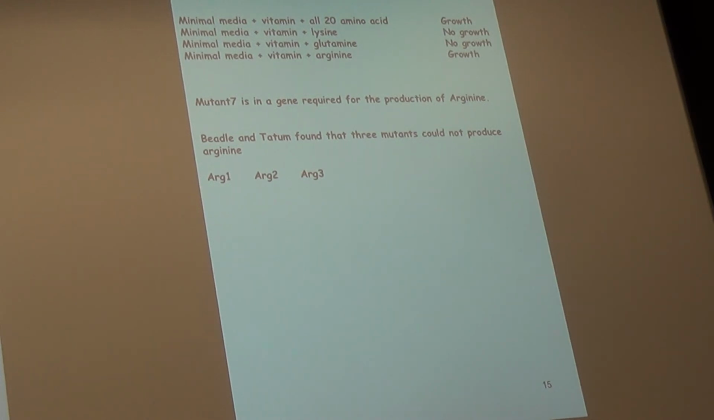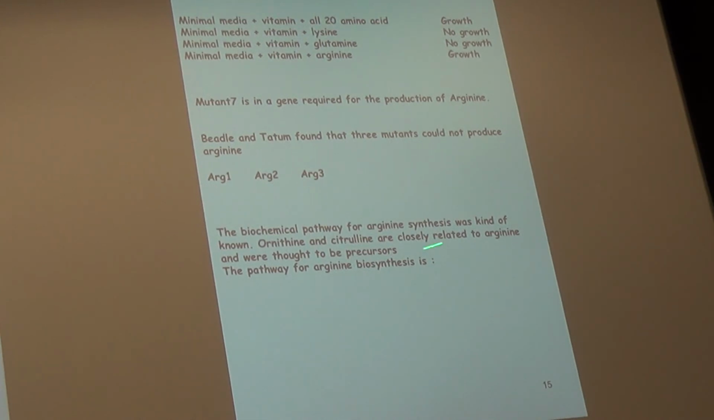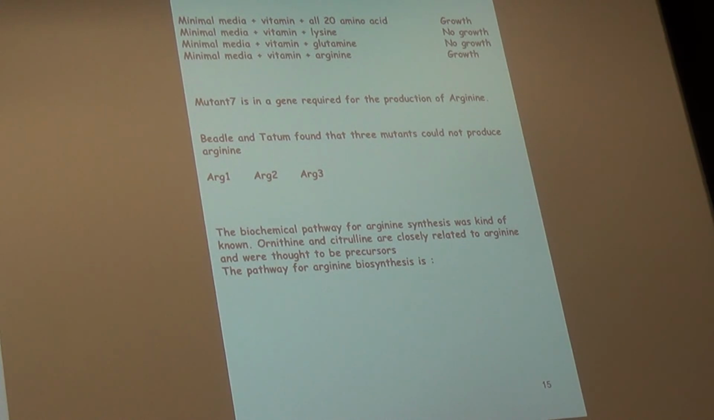Now you know the pathway for arginine synthesis. That was known before Beadle and Tatum set out their experiments. So they knew what the intermediates were in this pathway. Our chemical pathway for arginine synthesis was already known based on work by biochemists. Ornithine and citrulline, which are related to arginine, were the precursors in this pathway. And so the pathway was basically precursor, which is basically glutamic acid, ornithine, citrulline, and arginine. So there's your pathway. And so these were mutants that could not make arginine.